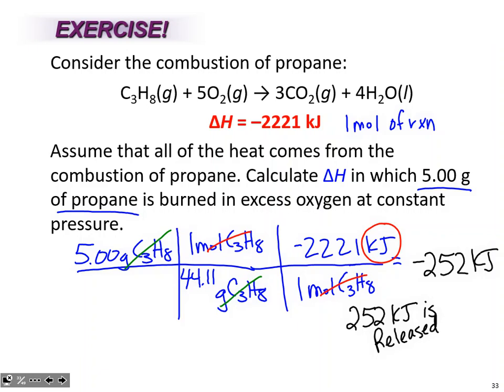So you can either state it this way, saying that the negative means it's leaving the system going to the surroundings, or you can say it's being released. That also states it's going from the system to the surroundings. Either is correct. Now I want you to try the next one. Try to set it up.